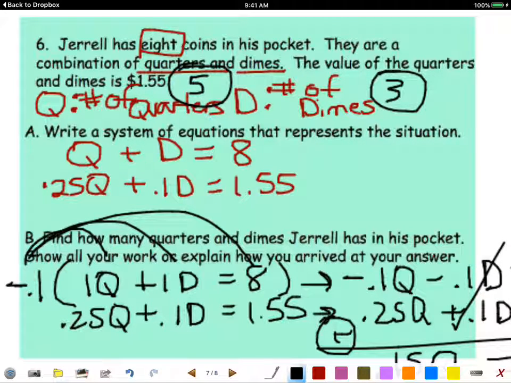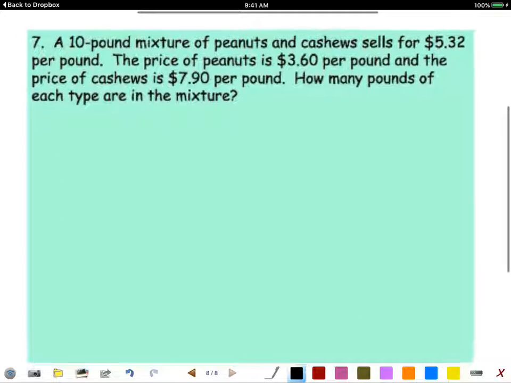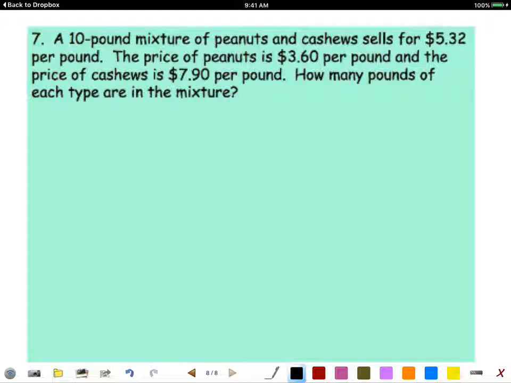Do you guys have any more questions about this particular problem? Okay, I want you to look at the next one. See if you can set up your own equations. Make sure the first thing you're doing is writing what 2 variables you want to use. Let's go ahead and discuss that. What 2 variables do you want to use on this one?